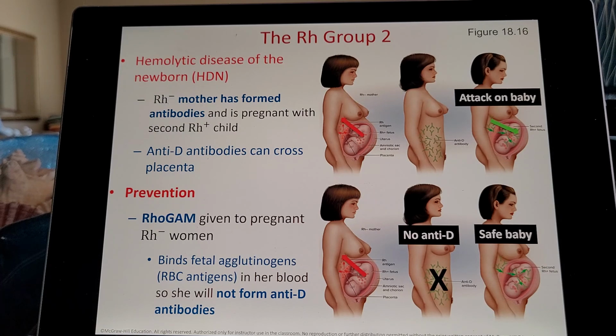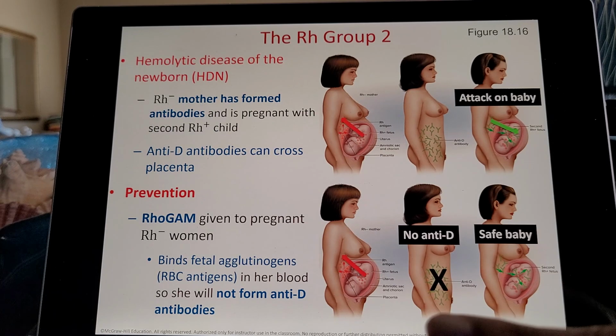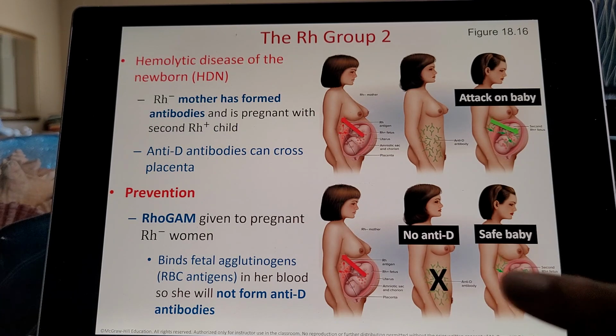That's not good. So in order to prevent the production of these antibodies, if it is determined that the fetus is positive but the mother is negative, then a shot called RhoGAM is given, and that prevents the production of the antibodies. So no anti-D antibodies are created, and therefore the baby is safe on the second pregnancy.